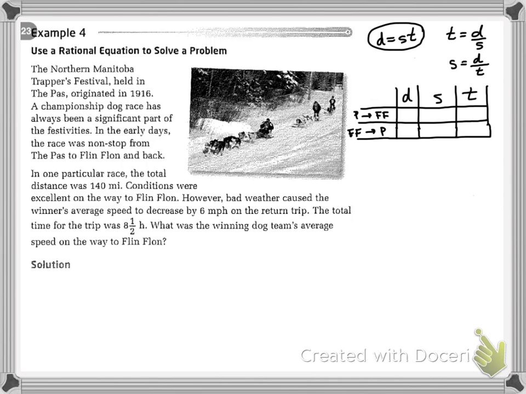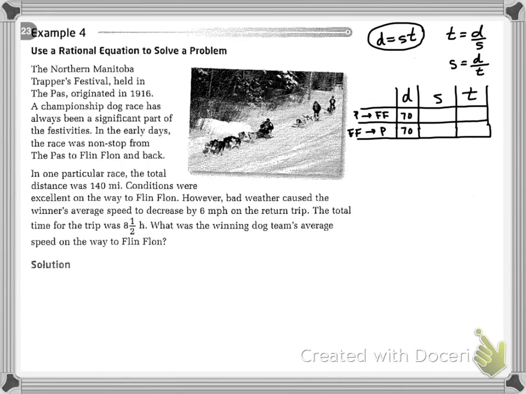We're going to use one of those forms in our problem. If we set up our chart with distance, speed, and time, we have The Pas to Flin Flon, and we've got Flin Flon back to The Pas. First of all, let's figure out what the D's are. We have a 140-mile trip, so going halfway there must be 70, and 70 miles coming back.